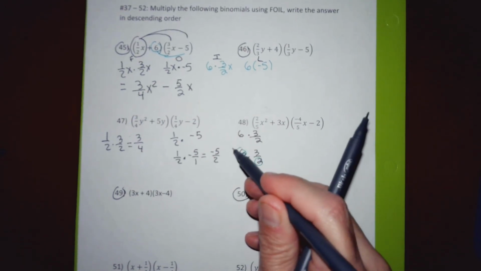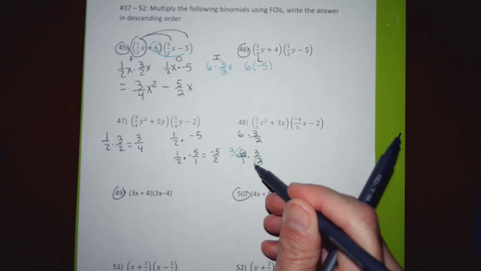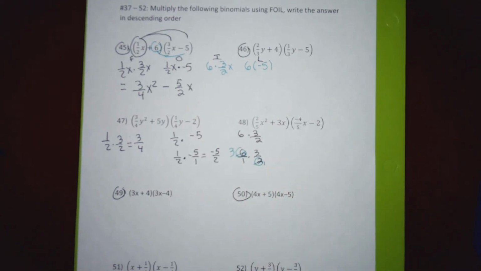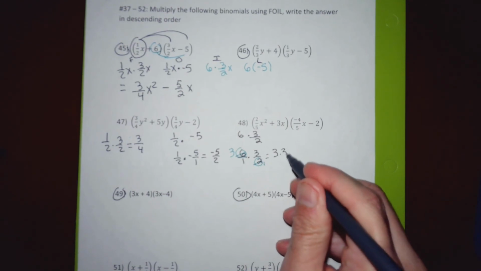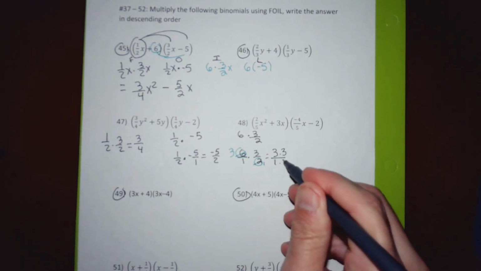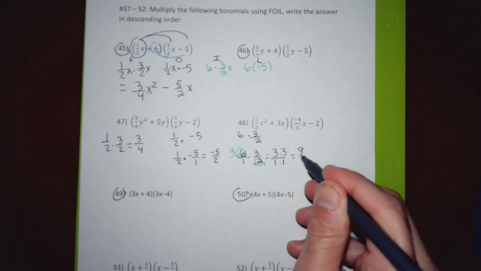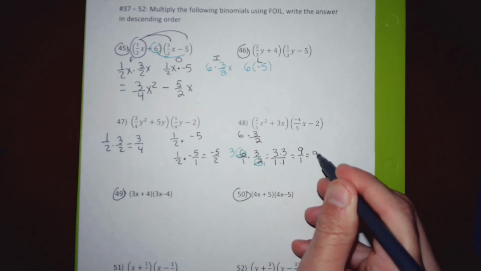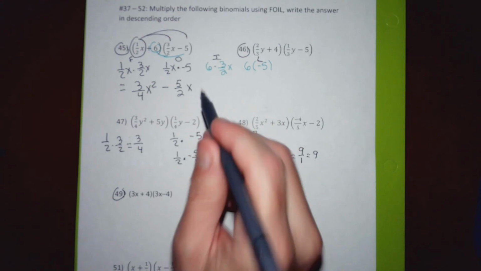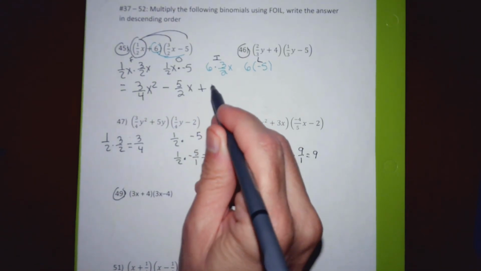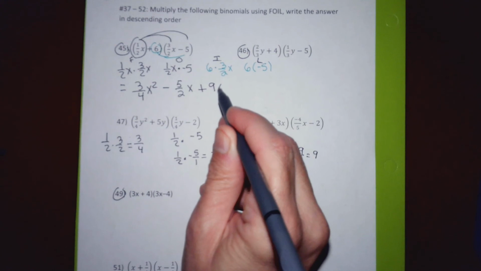I'm going to go 6 divided by 2 is 3. 2 divided by 2 is 1. And then I'm going to multiply 3 times 3 in the numerator, 1 times 1 in the denominator. I'm going to get 9 over 1, which is equal to 9. So when I go to do the inner part of this, the coefficient's going to be +9, so I put a plus sign, and the variable part's just x.